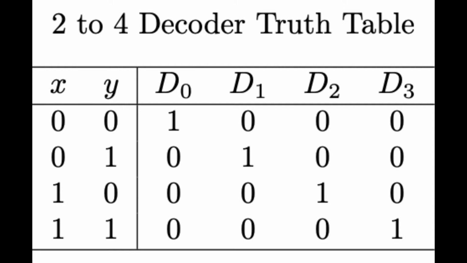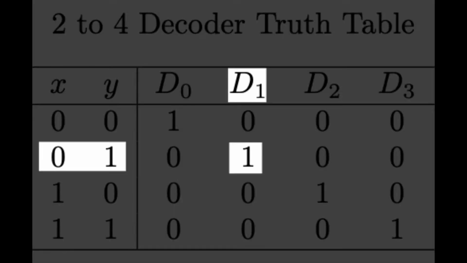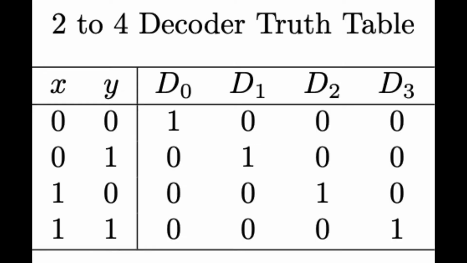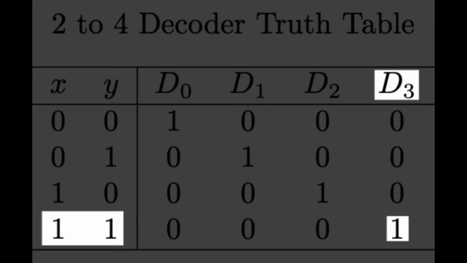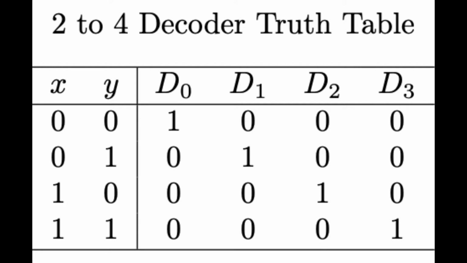So if the bit pattern of X and Y represents the binary number 1, that is 0, 1, then line D1 is active. Same thing then if X and Y are both 1, for instance, then line D3 is active. So it's a relatively simple pattern, and you will see that it's also relatively simple to turn this pattern into a very simple circuit that does exactly the same as the somewhat messy thing we've seen before.